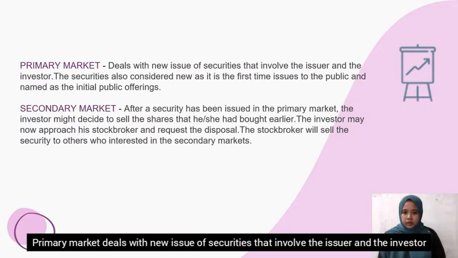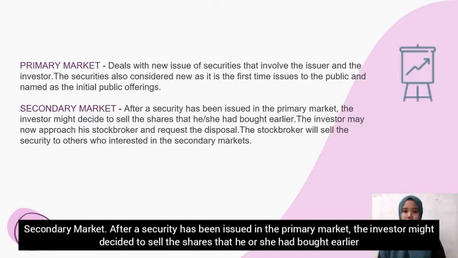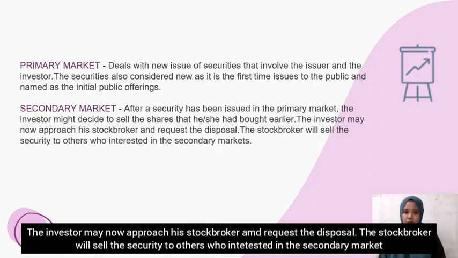Primary market deals with new issues of securities that involve the issuer and the investor. The security is also considered new as it is the first time issued to the public, and is named the initial public offering. Secondary market: after the security has been issued in the primary market, the investor might decide to sell the share that he or she had bought earlier. The investor may now approach his stockbroker and request the disposal. The stockbroker will sell the securities to others who are interested in the secondary market.